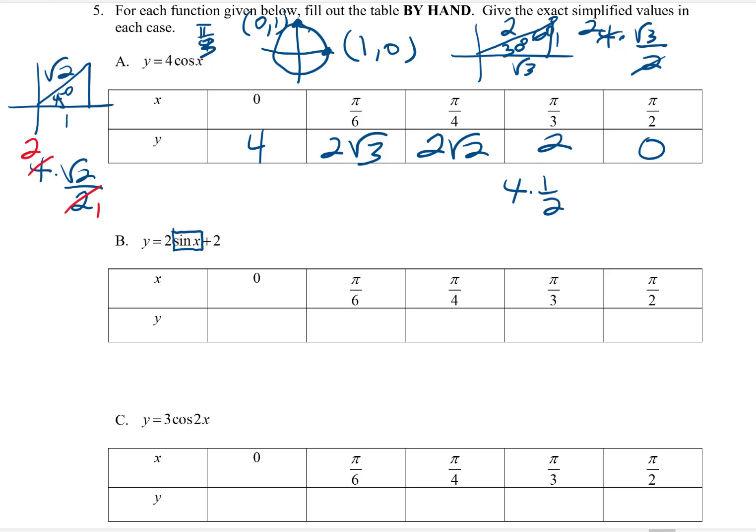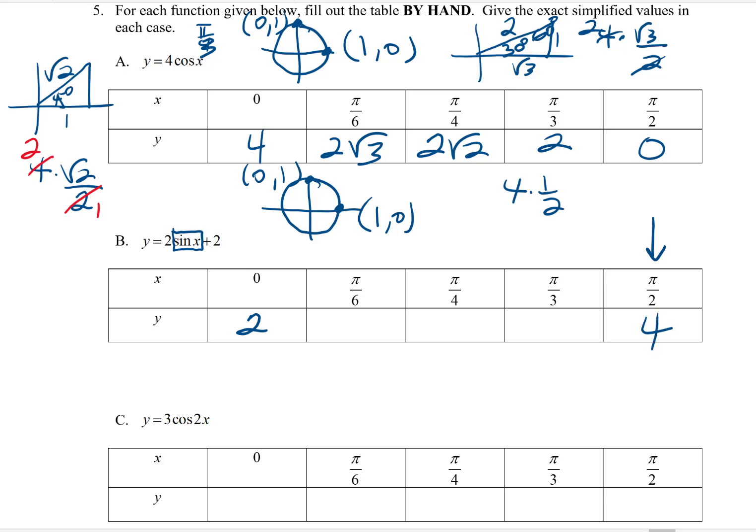Let's do the first and the last, the 0 and the pi over 2. Those come from the unit circle. So I'll draw my picture. Here's the point 1, 0. The sine ratio is 0. 2 times 0 is 0, plus 2 would be 2. And then let's concentrate on the back one here. This is the point 0, 1. The sine ratio is 1, times 2 is 2, plus 2 would be 4.